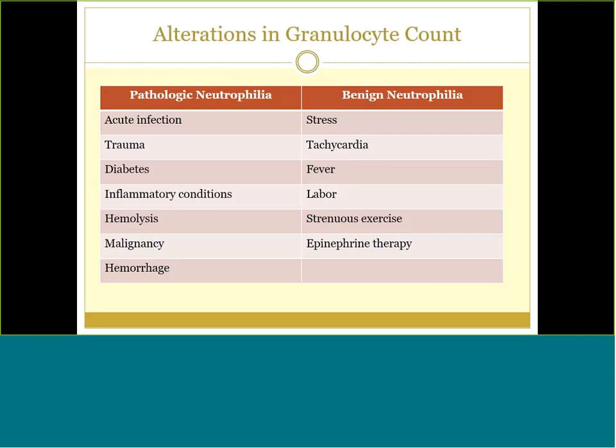So alterations in granulocytes, there's lots of reasons why you might have a higher neutrophil granulocyte count or a lower one. So this is just a representation of increased neutrophil counts, what we call neutrophilia. The left column, pathologic, is referring to more disease states. The benign column is just saying, you know, it may be something happening that just shot the neutrophils up, you know, like maybe you're under a lot of stress, you're going through labor, you know, things like that.